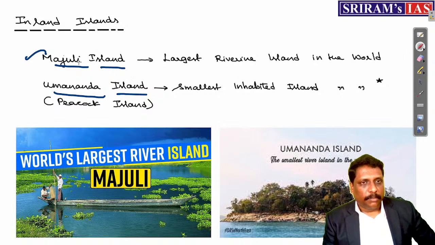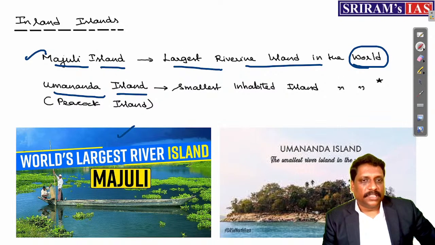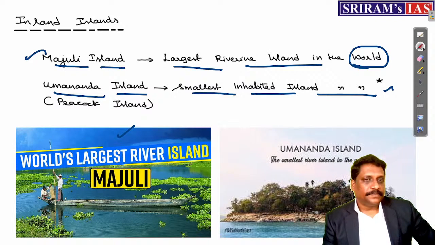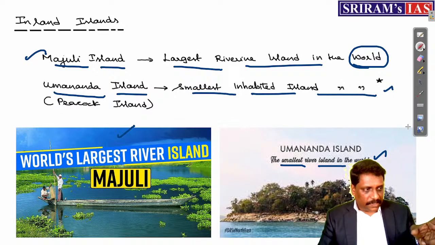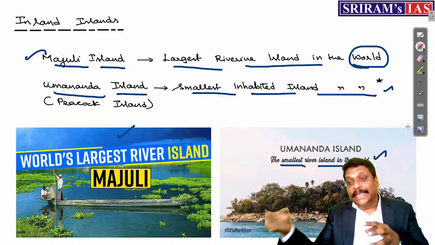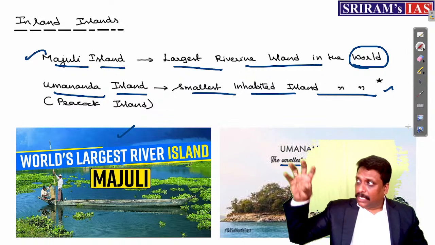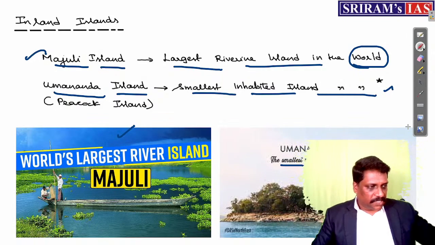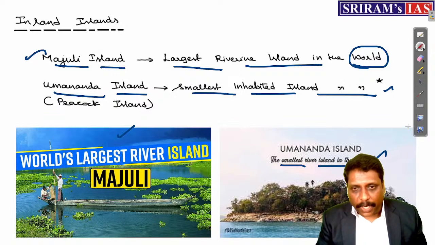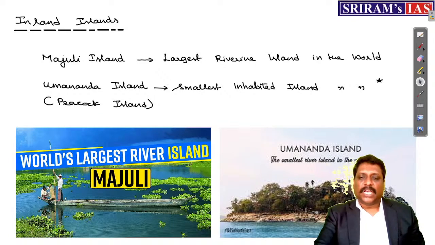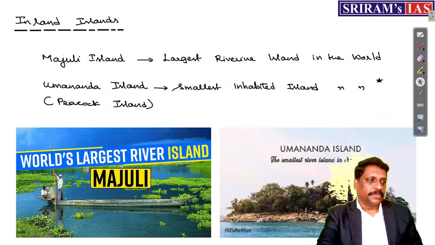But what is very important, Majuli Island is regarded as the largest river island in the world. And Umananda Island is regarded as the smallest inhabited island in the world. They call it the smallest river island in the world. That is accepted, but when I talk about smallest, that classification comes with inhabitation. So both the largest riverine island in the world as well as the smallest river island in the world are located along the river Brahmaputra itself.